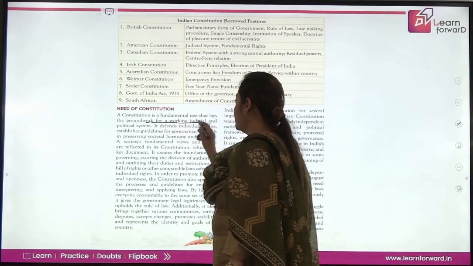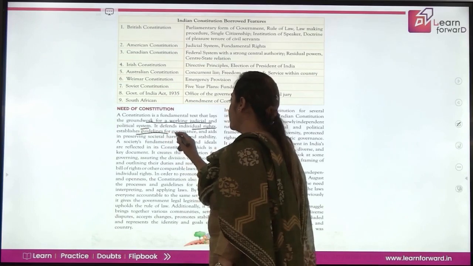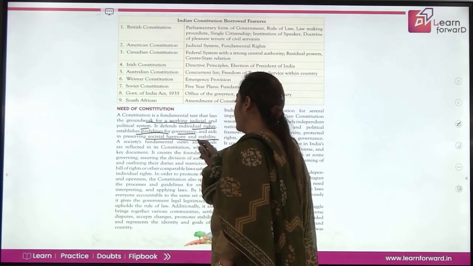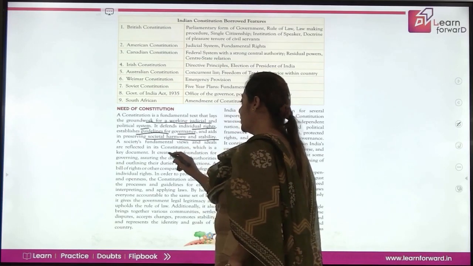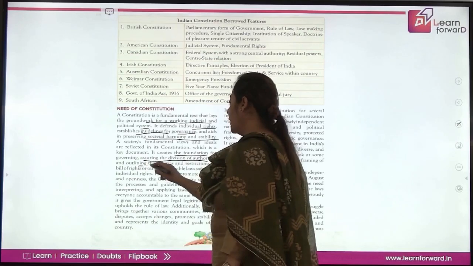The Constitution is a fundamental text that lays the groundwork of a working judicial and political system and defends individual rights, establishes guidelines for governance, and aids in preserving societal harmony and stability. Society's fundamental views and ideas are reflected in the Constitution, which is a key document. It creates a foundation for governing, assuring a division of authorities and outlining the duties and restrictions.